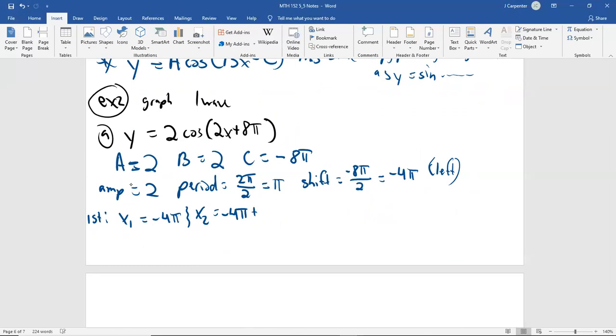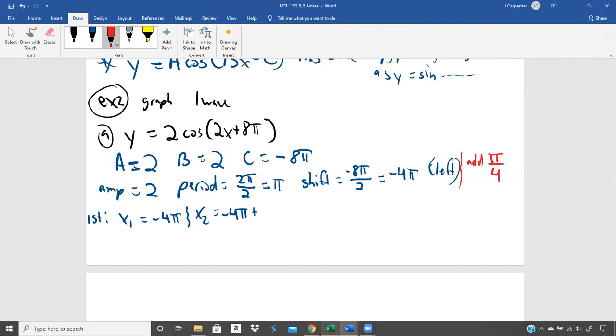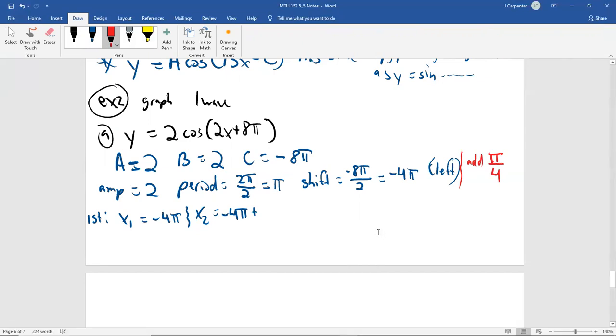What do we add? Well, I didn't say what to add. The adding bit, we're supposed to add the period divided by 4. The period is pi, and we divide that by 4. Again, the adding value is the period divided by 4. Go back to your previous notes. If you're not taking notes, well, I think you know what I would say in response to that.